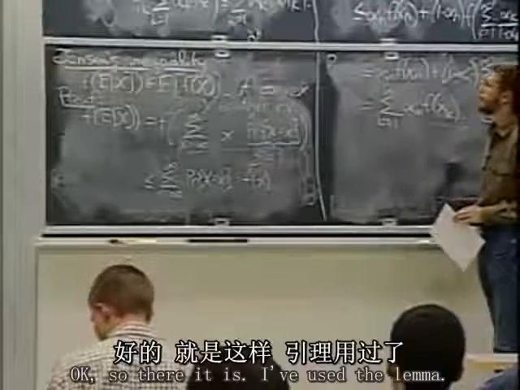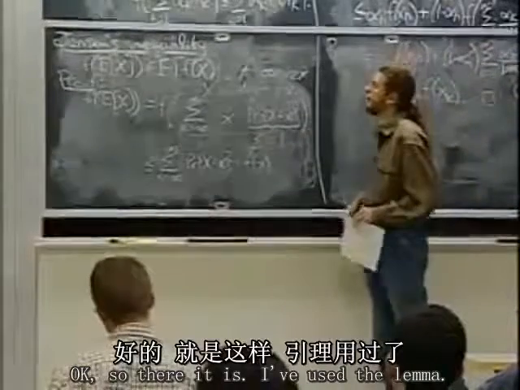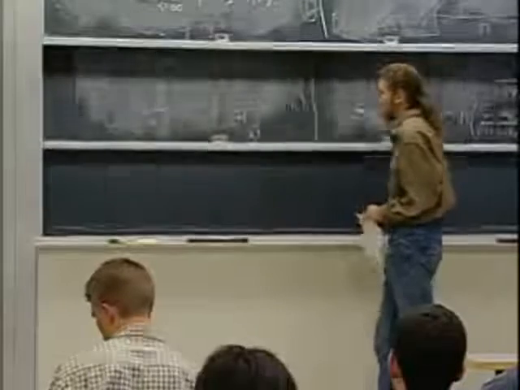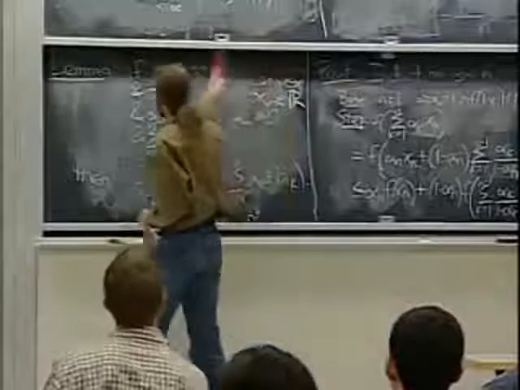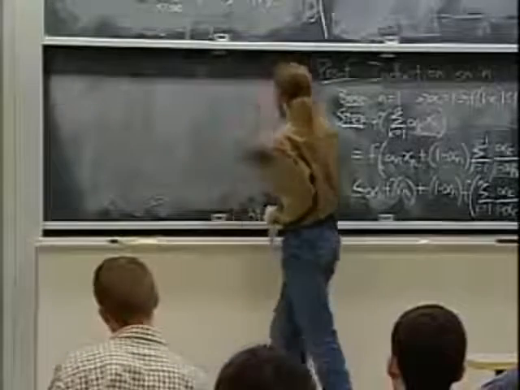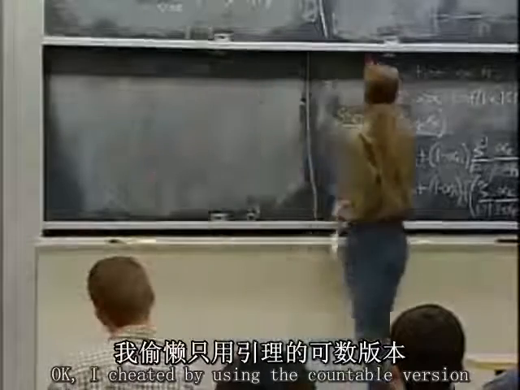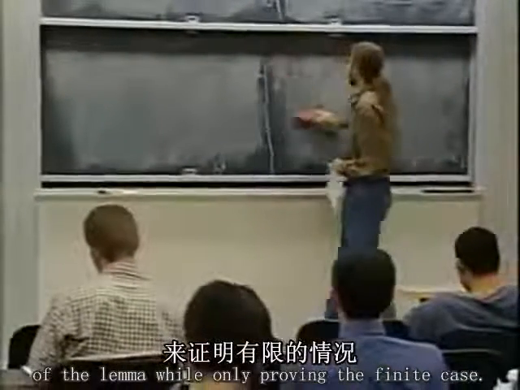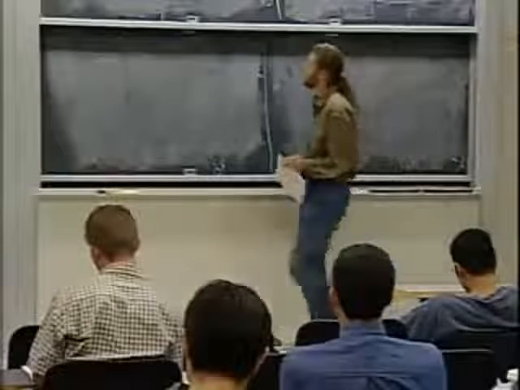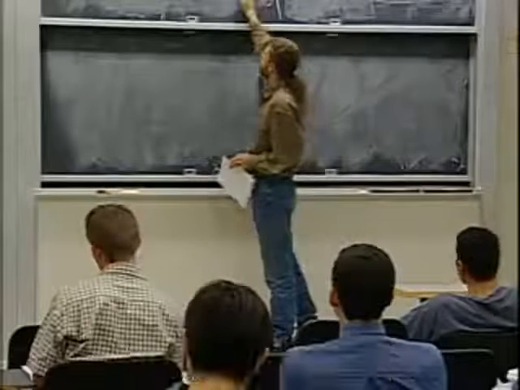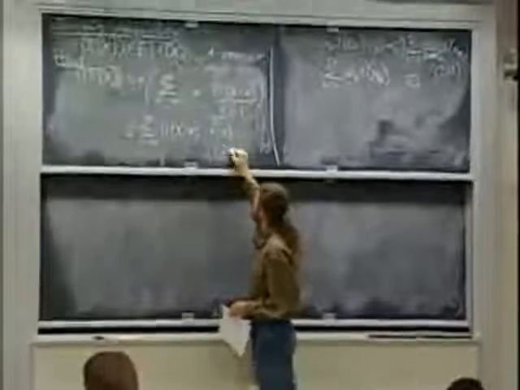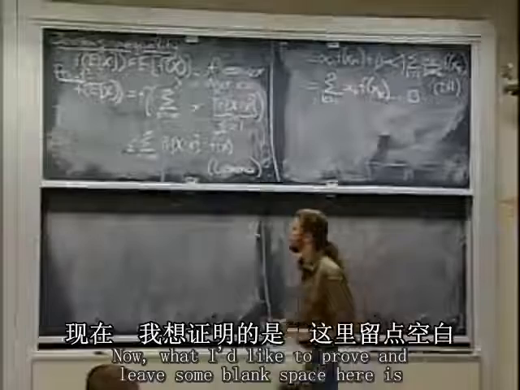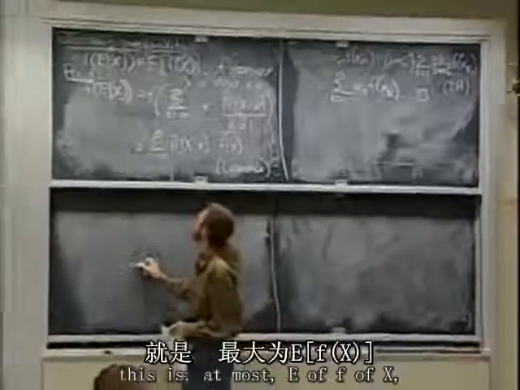Okay, so there it is. I've used the lemma, so maybe now I'll erase the lemma. I cheated by using the countable version of the lemma while only proving the finite case, but that's all I can do in lecture. So this is by the lemma. Now what I'd like to prove, and leave some blank space here, is that this is at most E of f of x.